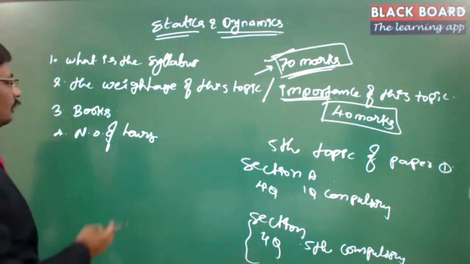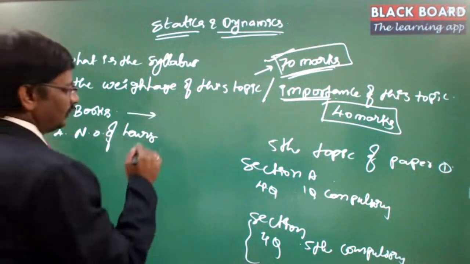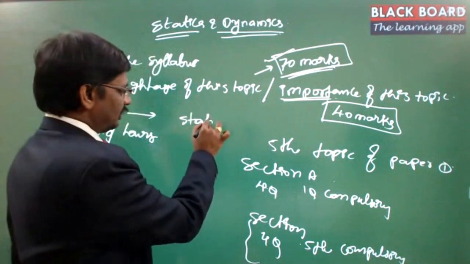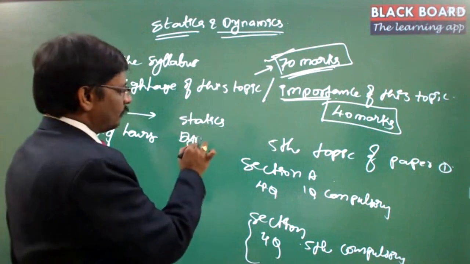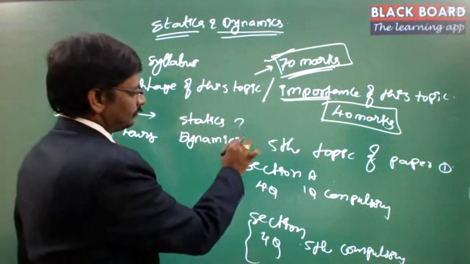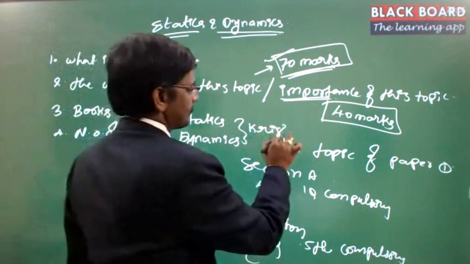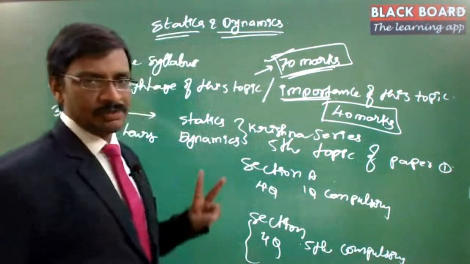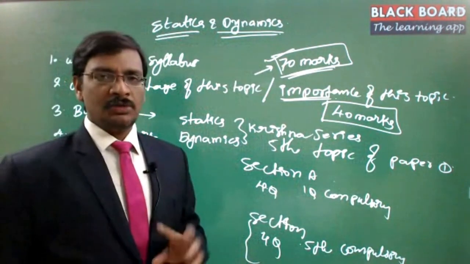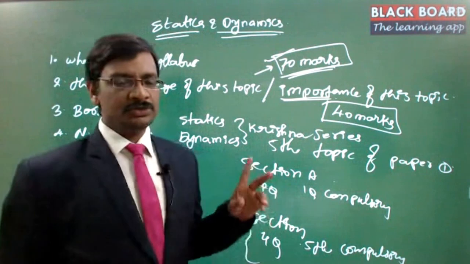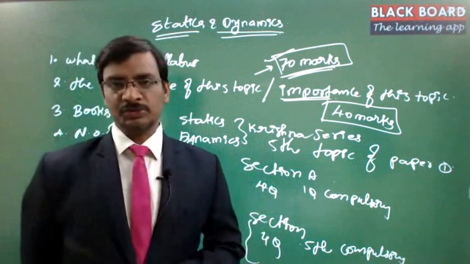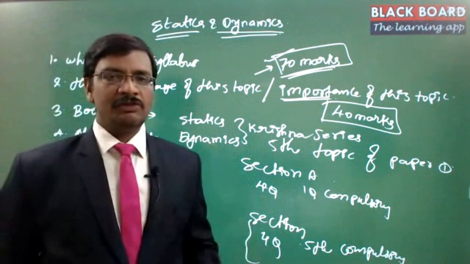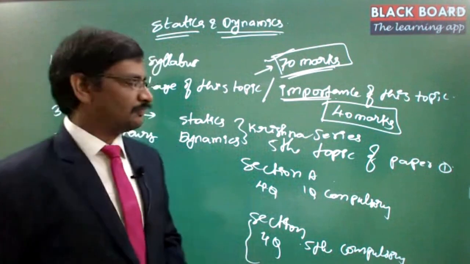The next question is the books. We have two separate books, one for statics and one for dynamics, both from the Krishna series. You need to buy both. Even our material was extracted from those books only. You can go through our material, which is also fine, or you can buy these books if you want to go through the theory to a greater extent.